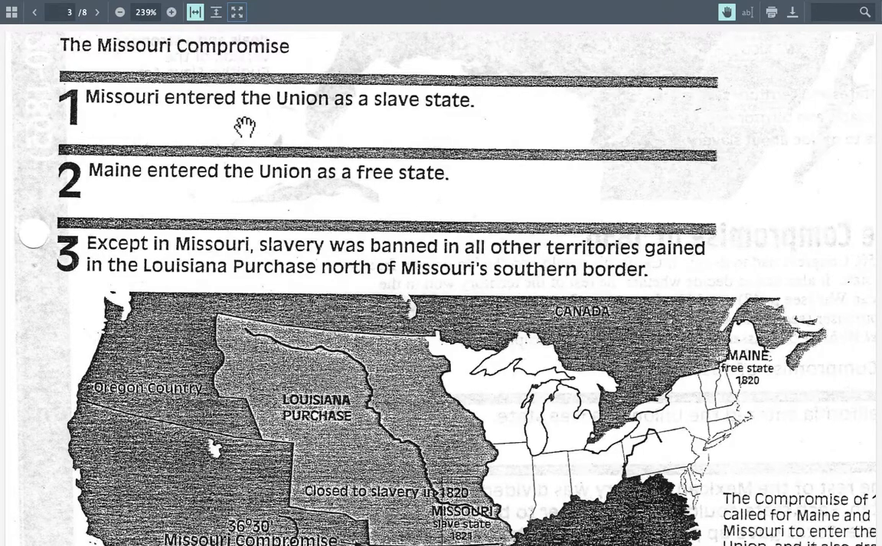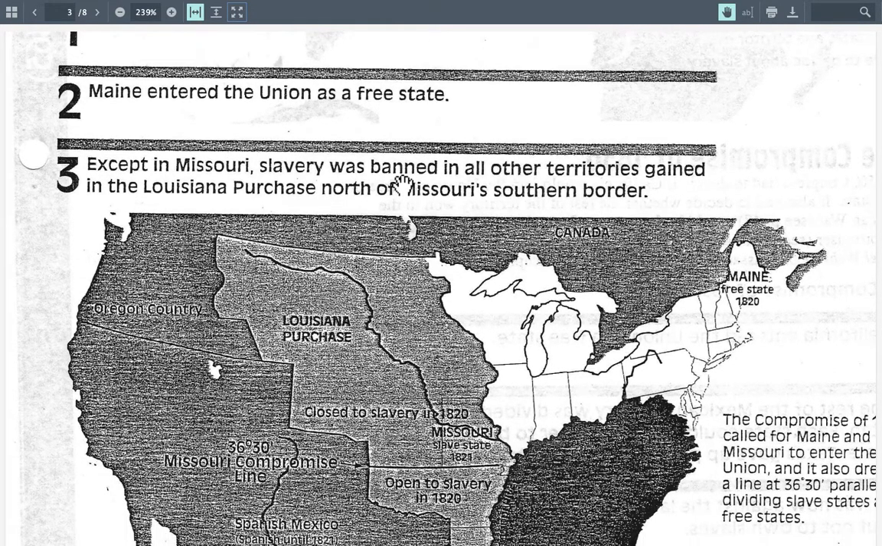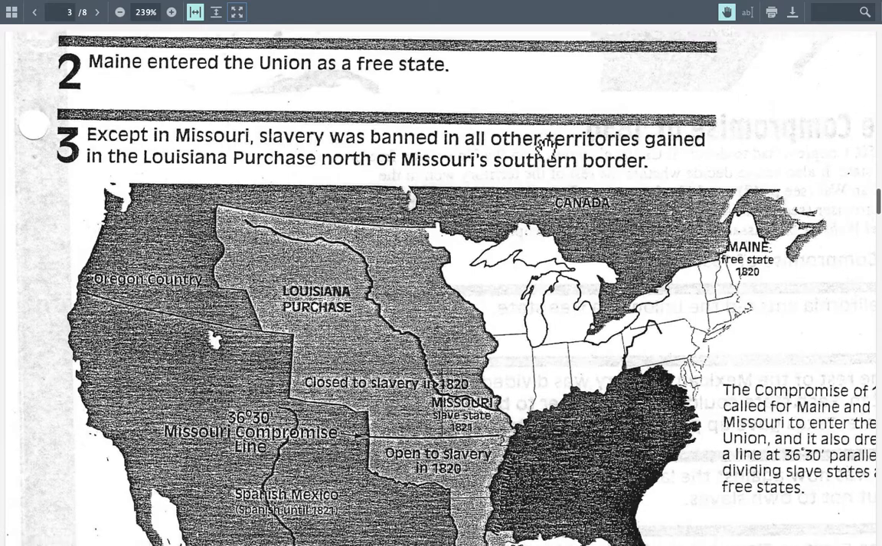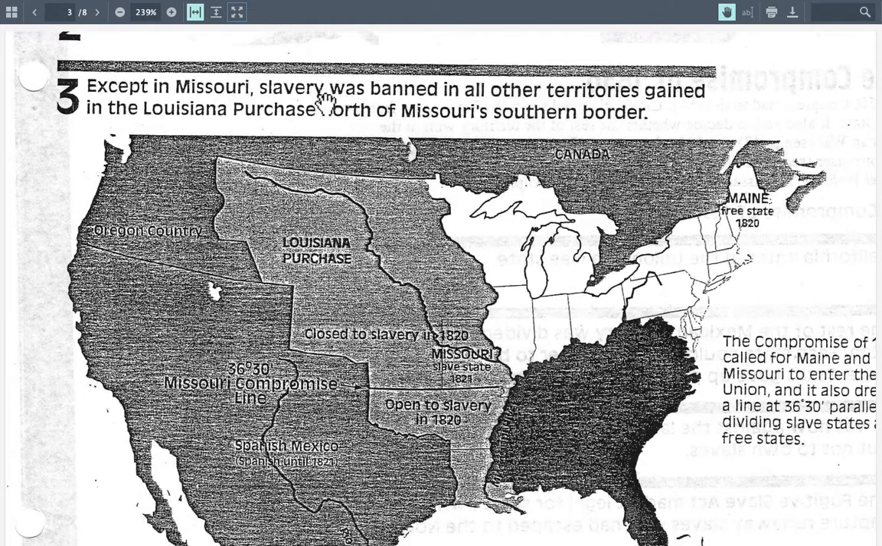The Missouri Compromise. Number 1, Missouri would enter the Union as a slave state. Number 2, Maine entered the Union as a free state. There's Maine, here's Missouri. Number 3 of the compromise, except in Missouri, slavery was banned in all other territories gained in the Louisiana Purchase north of Missouri's southern border.